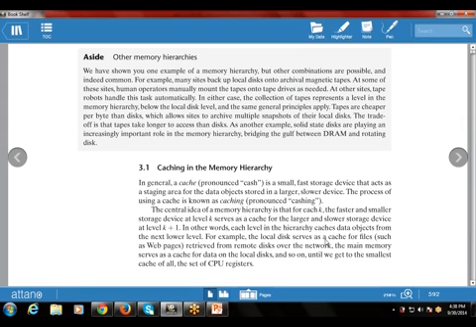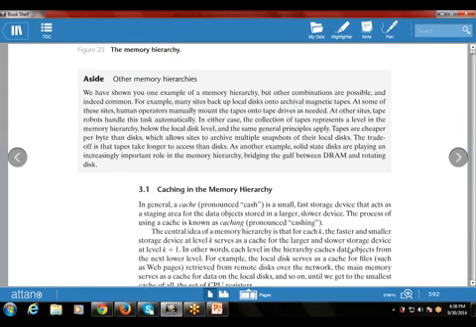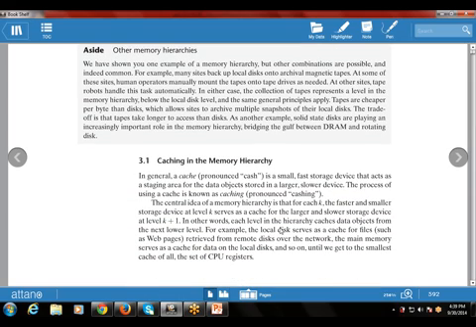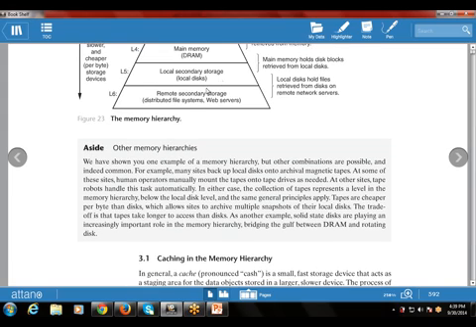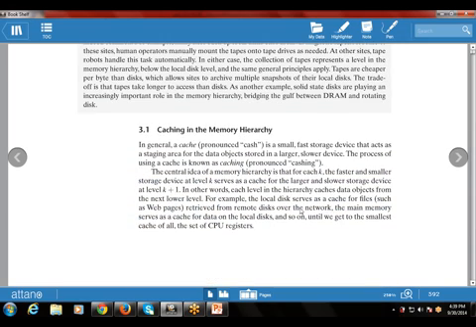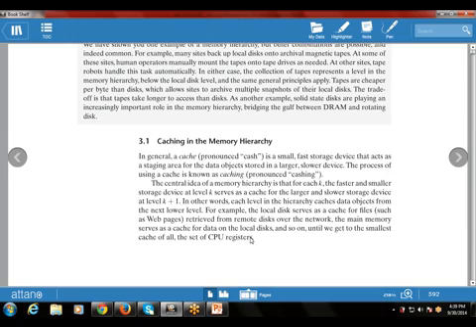For example, the local disk serves as a cache for files. As I told you, if it is k, it will get the data from k plus 1, that is, from the next level. The local disk serves as a cache for files retrieved from the remote disk. The local disk fetches the data from the remote disk over the network. The main memory serves as a cache for the data on the local disk, and so on, until we get to the smallest cache of all, the set of CPU registers.